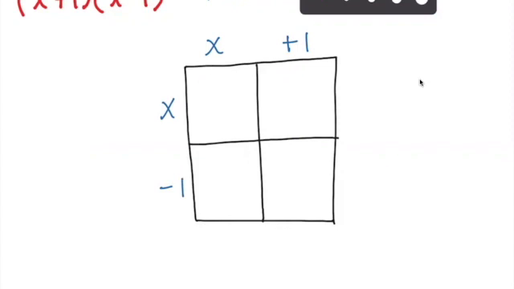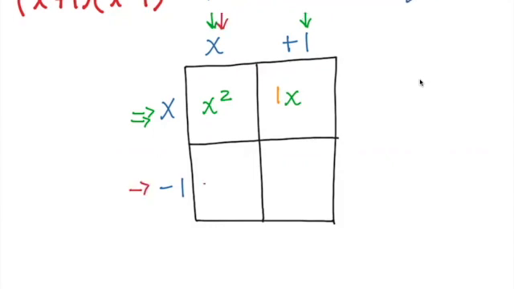All right, so we're going to say x times x, which gives us x squared, and then x times 1, which is 1x or just x. I'm going to put a 1 in front of it just for the visual. And then now we're going to say negative 1 times x, which gives us negative x or negative 1x, and negative 1 times positive 1, which is negative 1.